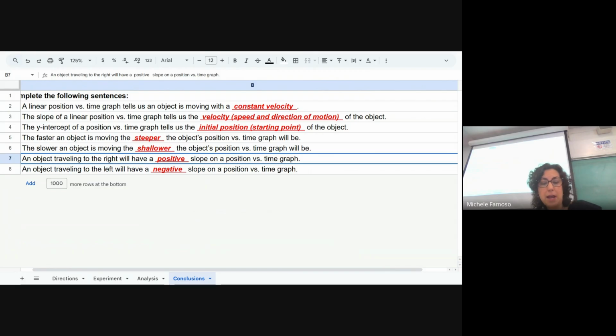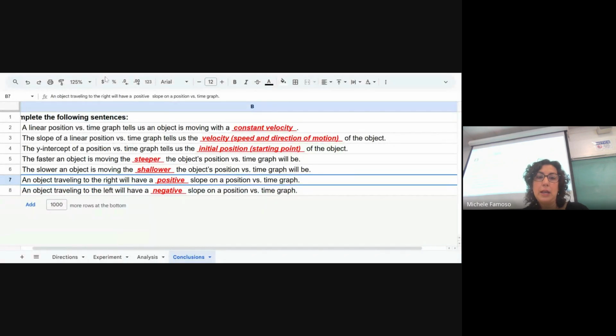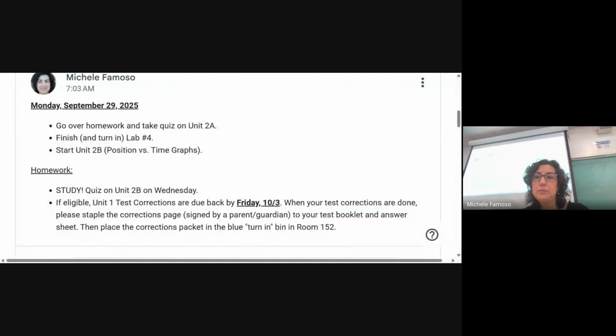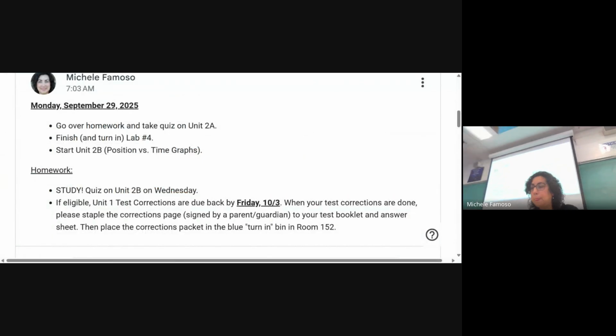What you'll need for the rest of our class today is your notebook. Go ahead and get out your notebook. And we're now going to move into section 2B.